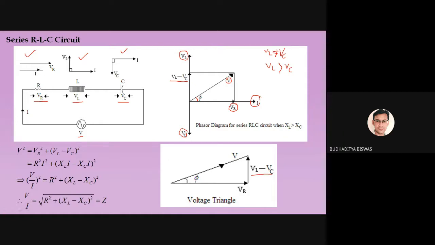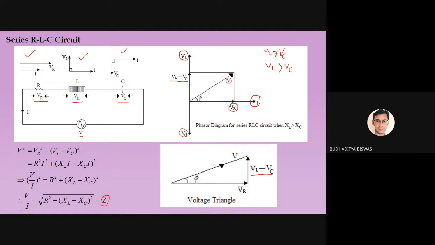From this one, V square equal to VR square plus VL minus VC whole square. Then VR is equal to R into I. VL equal to how much? XL into I. VC equal to XC into I. Then divide both sides by I. It comes V by I whole square equal to this one. So ultimately we are getting Z, that means the impedance of this particular circuit is root under R square plus XL minus XC whole square.